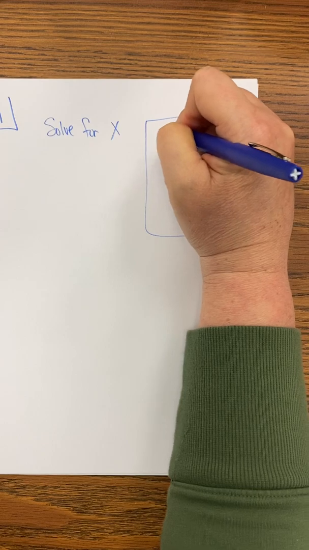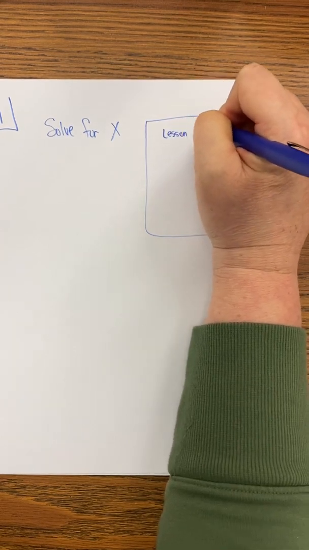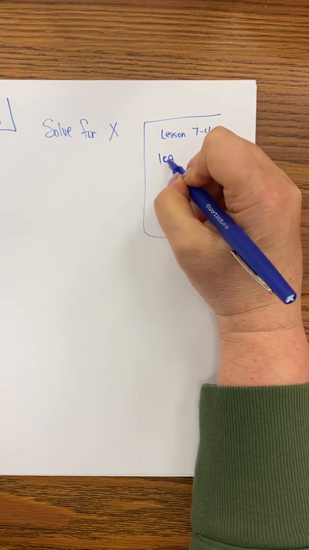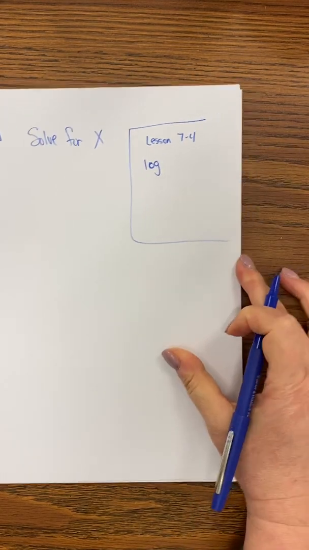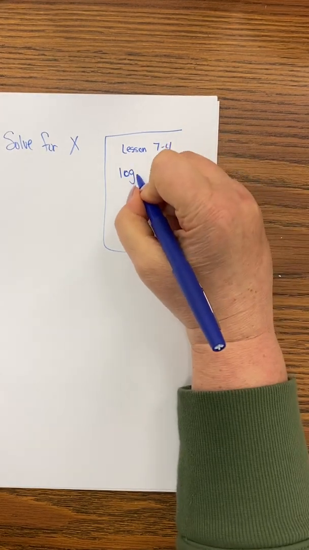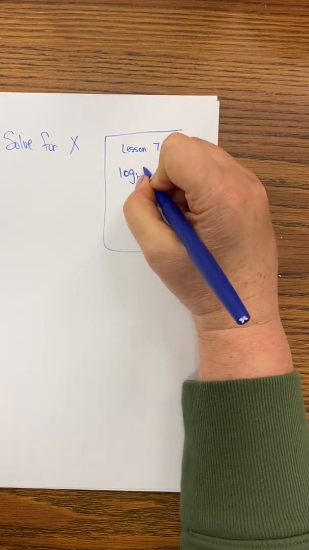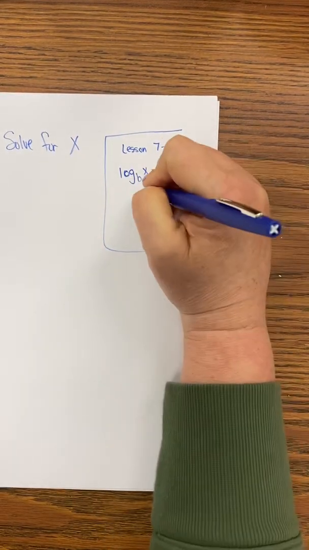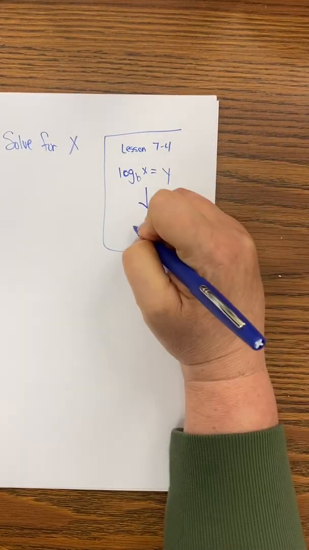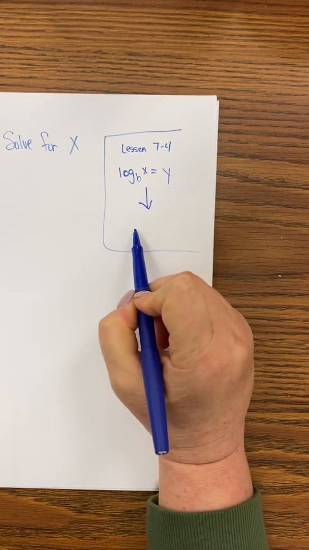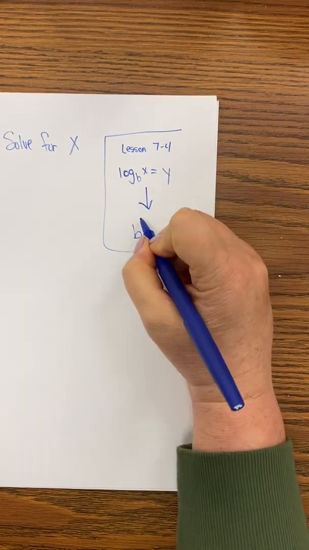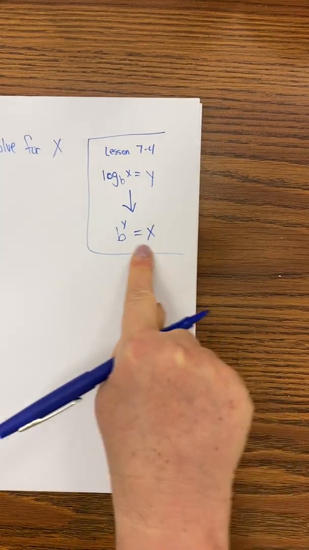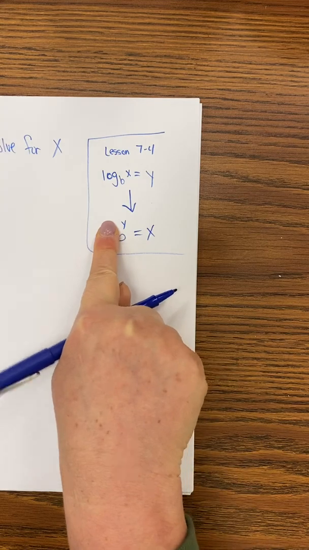So if you remember lesson 7-4, we talked about logarithmic form. If we have it in log of base b of x equals y, that's in log form. We can convert that to exponential form. b is your base, y becomes your exponent, equals x. And then you can solve for x once you have it in that form. So that's what we're gonna do on these.